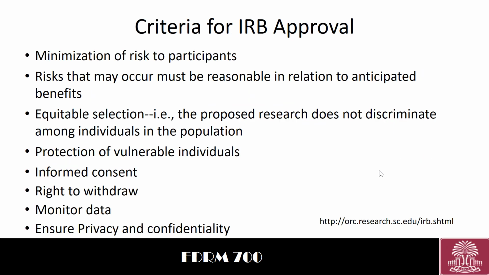The National Research Act of 1974 requires that all research institutions receiving federal funds establish what is called an Institutional Review Board, which is used to review and approve research projects. This slide includes the criteria for IRB approval. Many of these are covered in the 3 basic principles described above. Check this link for the IRB information at USC.